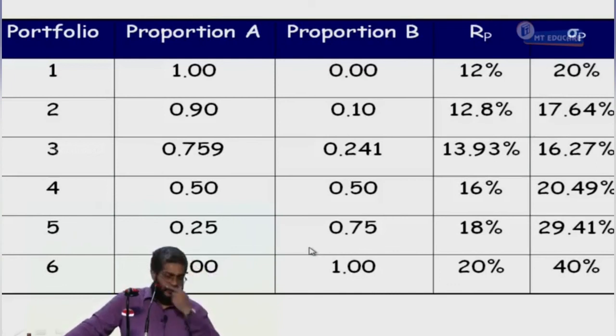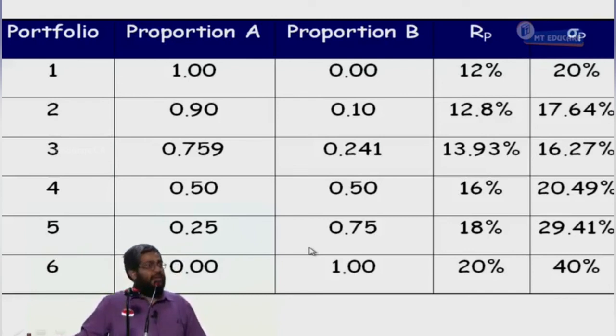Security A is a low return, low risk security. And security B is, fill in the blanks, a high return, high risk security.